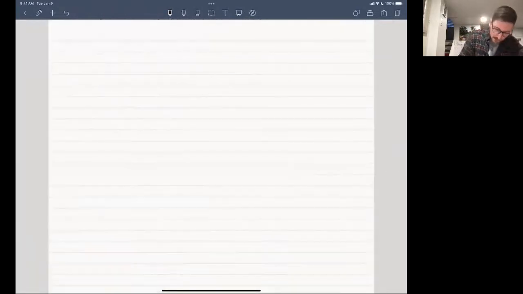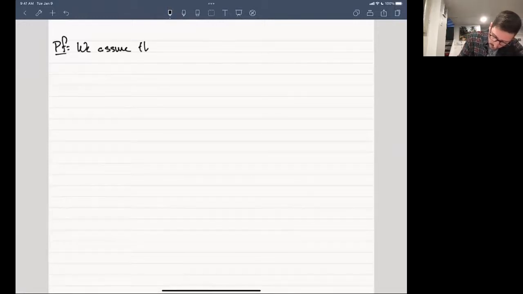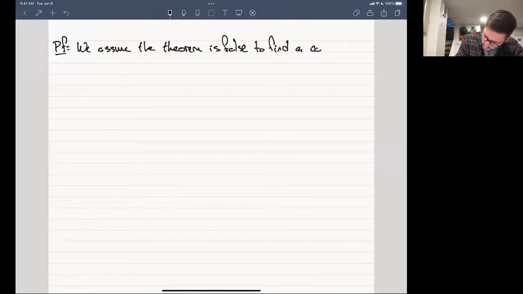All right, let's look at the proof here. Well, we're going to assume that this is false and find a contradiction. So we assume the theorem is false to find a contradiction. All right, so we're going to work through this. We're going to see what happens when you assume it's false, and then eventually we're going to get some logical fallacy here.